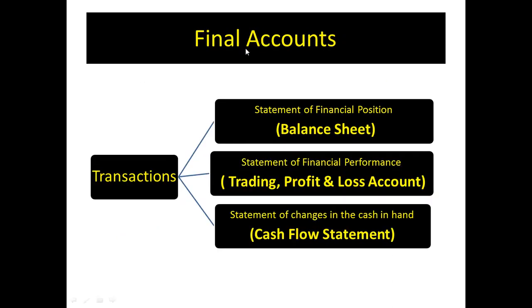To recap the final accounts, the transactions are transferred to final accounts, which are called the statement of financial position, also called the balance sheet, the statement of financial performance, also called the trading profit and loss account, and the statement of changes in cash in hand, which is the cash flow statement. But it is at these transactions that the distinction of capital and revenue items needs to be identified, because depending on the nature, they will affect the financial statements.